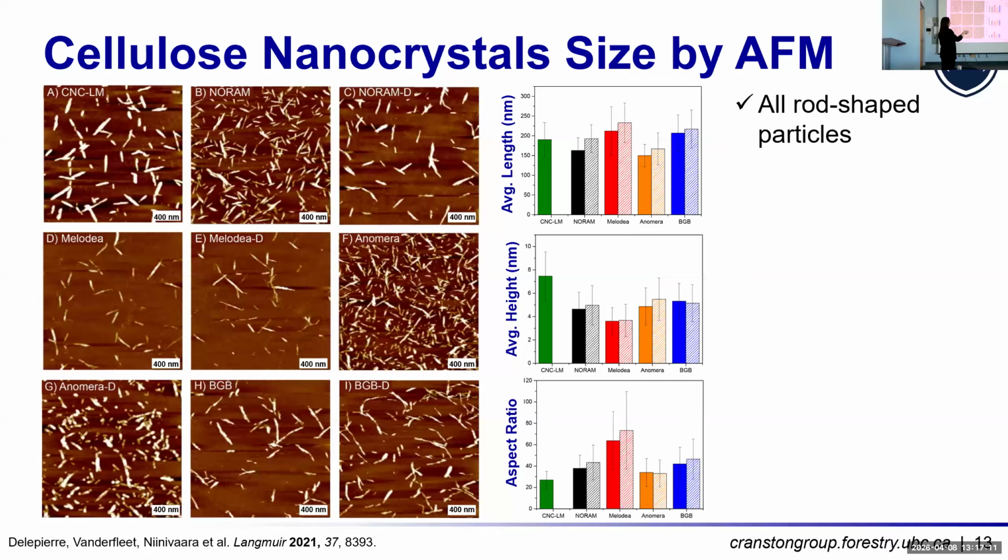We could calculate the average length by measuring about 150 particles, the average height by, again, measuring 150 particles before and after purification. And then the ratio of length to height gives us the aspect ratio, which is important when we're thinking about reinforcing composites, for example, or trying to make mesh-like materials where you want long and thin particles.